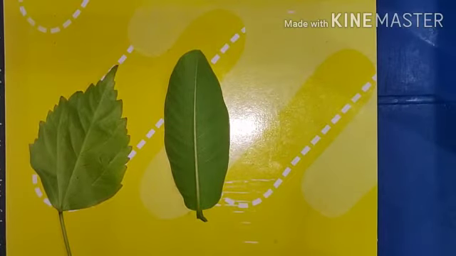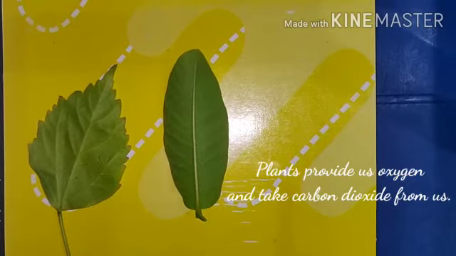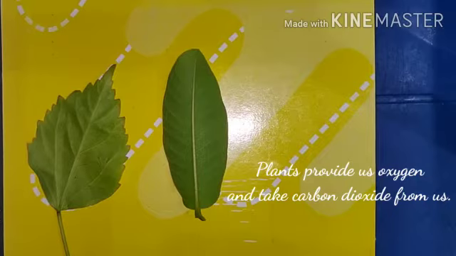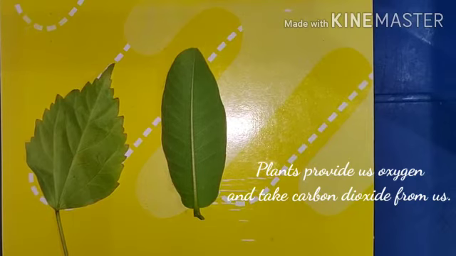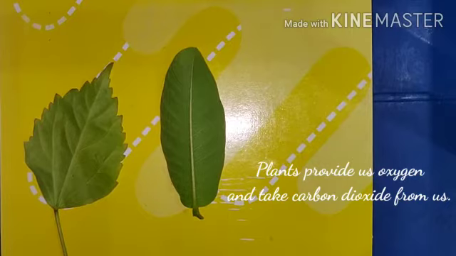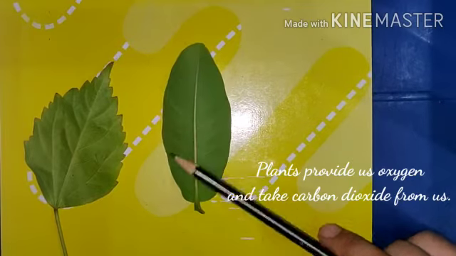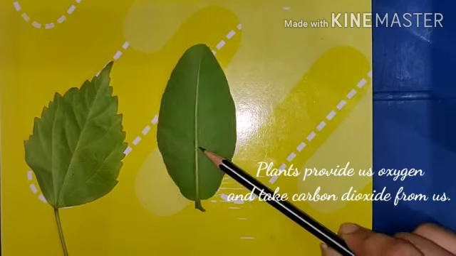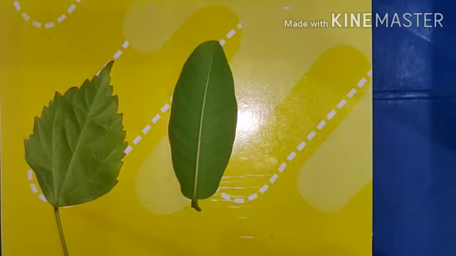In the previous chapter, we had learned that plants provide us oxygen to breathe, and they take carbon dioxide from us. Likewise, all the living creatures need oxygen to survive on this planet, while the plants need carbon dioxide, C-A-R-B-O-N carbon D-I-O-X-I-D-E dioxide, to survive. Yes, they give oxygen to us and take carbon dioxide from us.